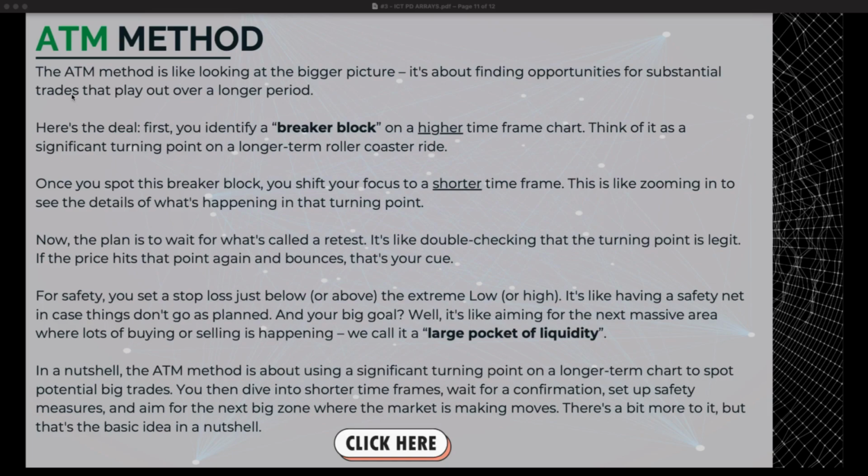In a nutshell, the ATM method is about using a significant turning point on a larger time frame chart to spot potential big trades. You then dive into a shorter time frame, wait for a confirmation, set up safety measures, and aim for the next big zone where the market is making moves. There's a bit more to it, but that's the basic idea in a nutshell.